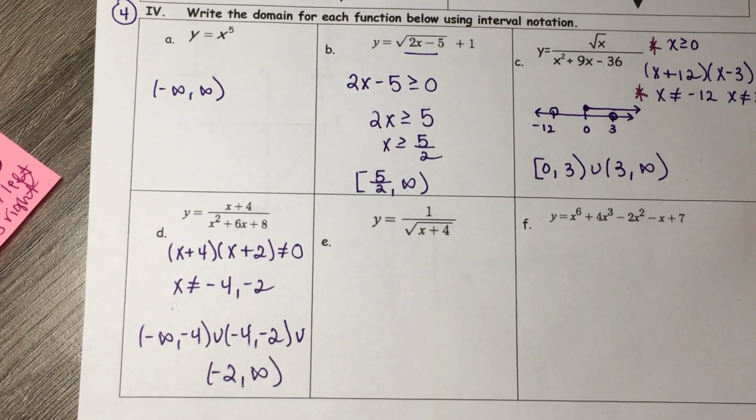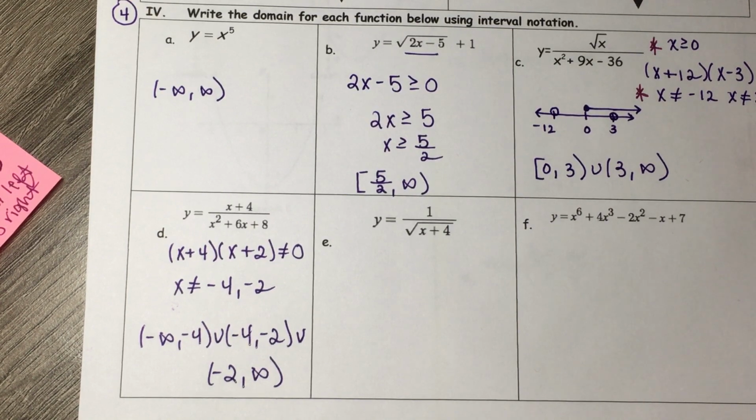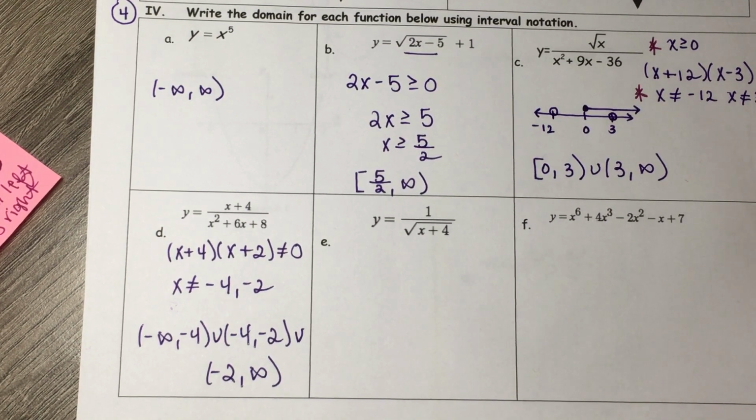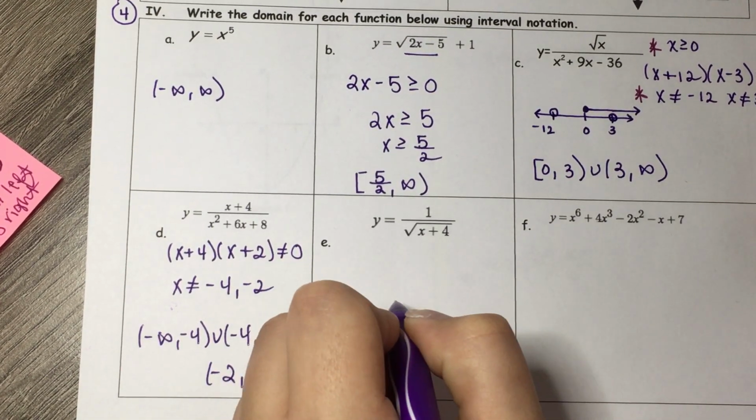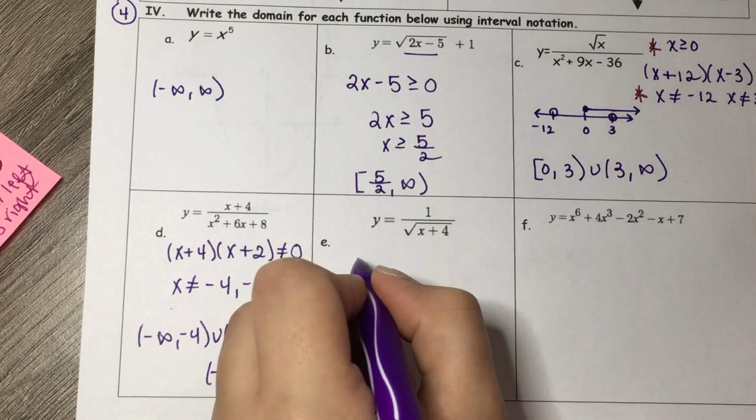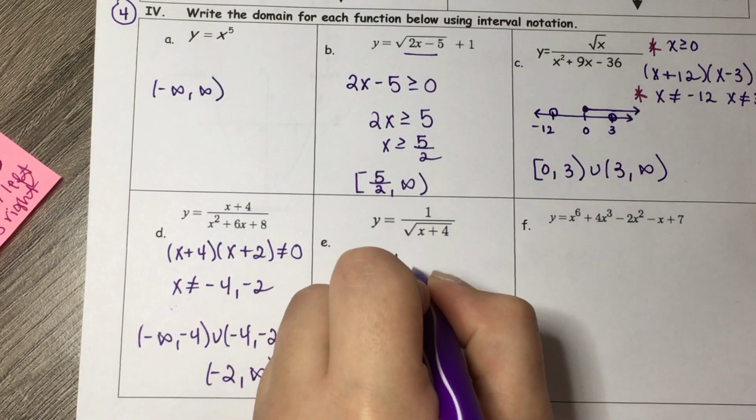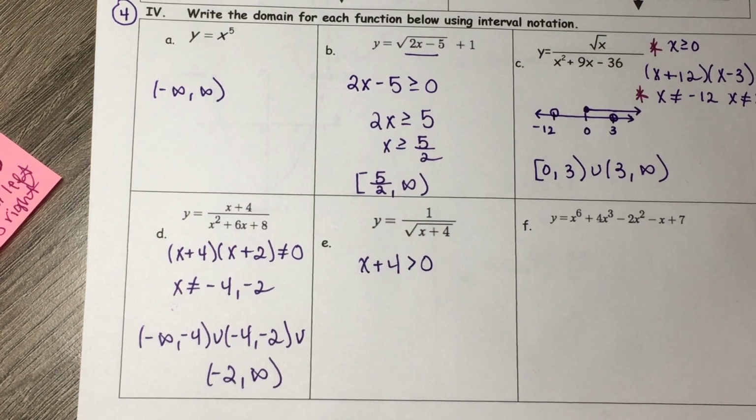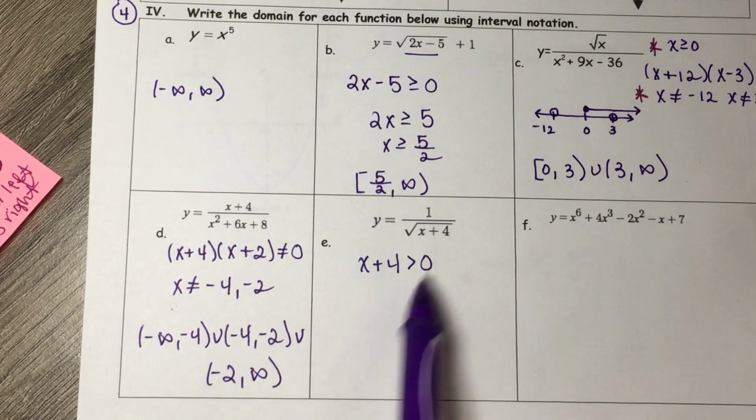All right, taking a look at letter E, we have two things in play here. We have our radical, which has to be greater than or equal to 0, and then it's in the denominator, so it cannot be equal to 0. So we're going to have this inequality now where we're just greater than 0.